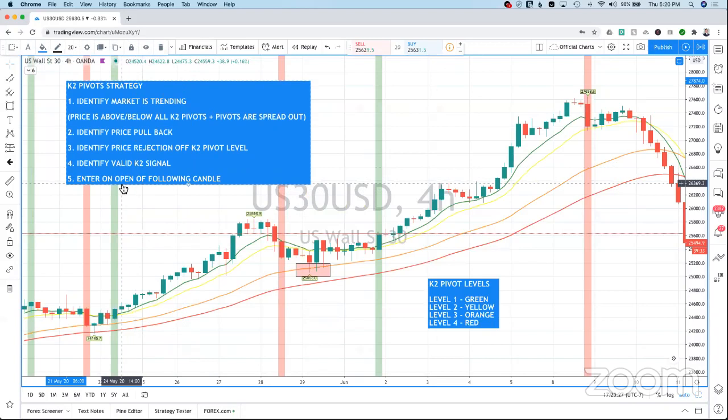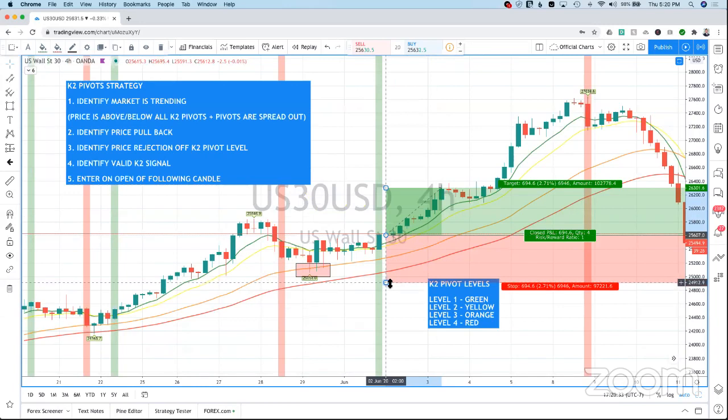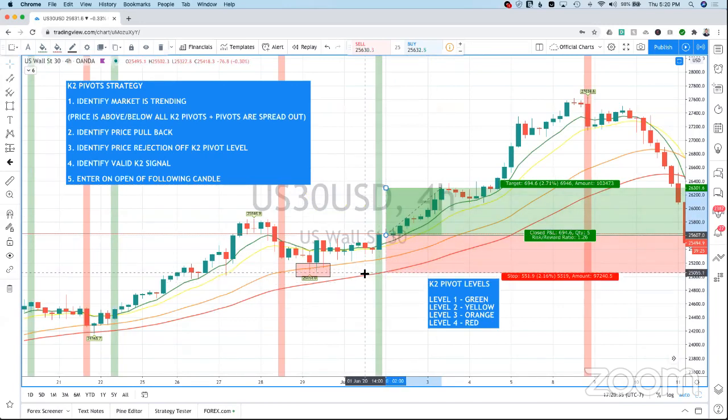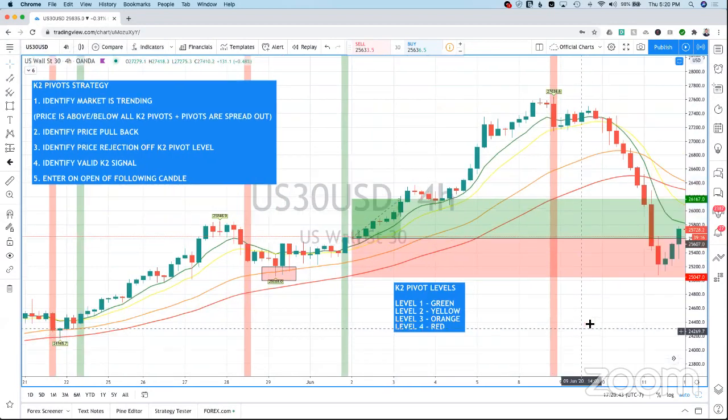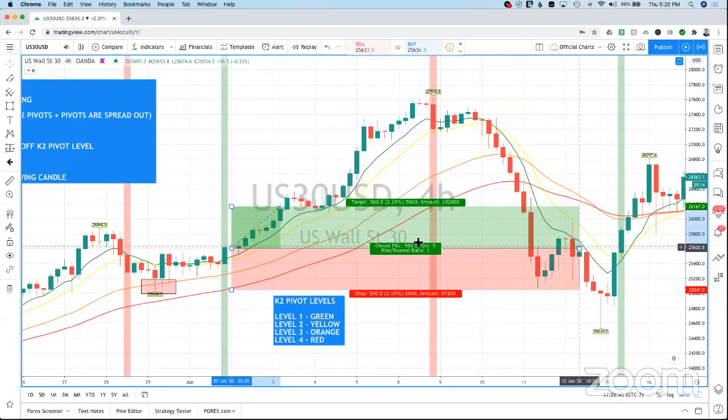So next, we're going to enter on the open of the following candle, enter a buy position right here, and place our stop loss at the previous swing, which is somewhere around here. We'll just round that up to 5,600. And then, as easy as that, you don't even have to have a TP.